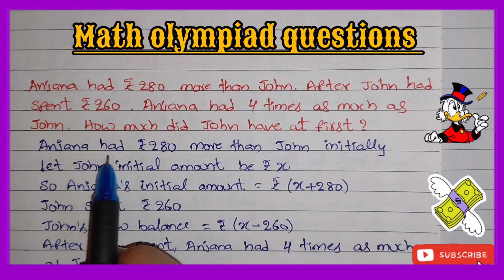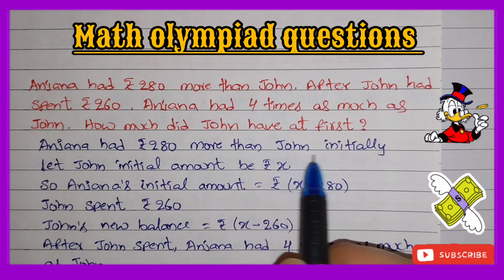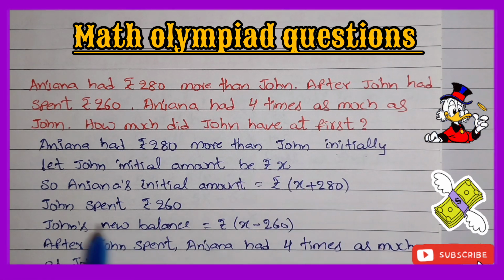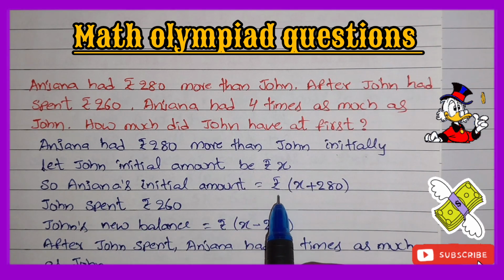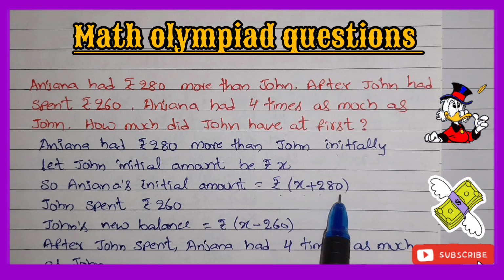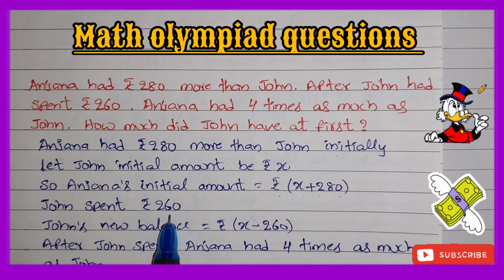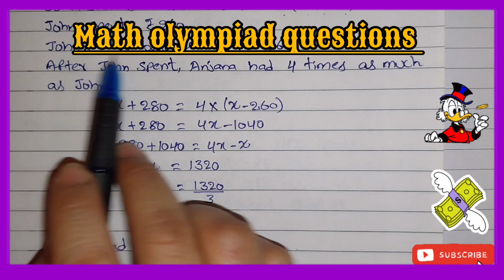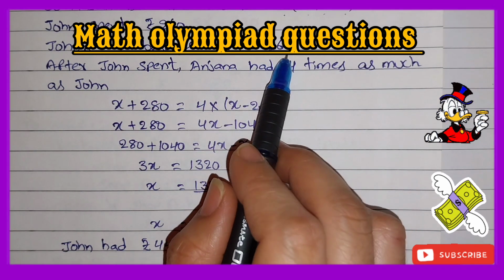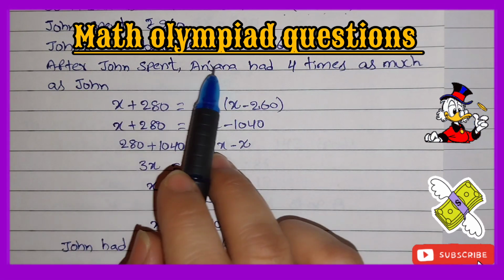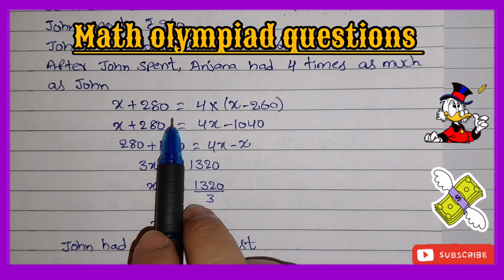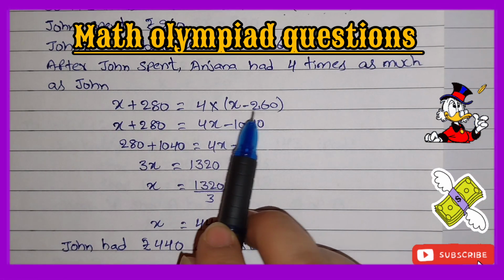Anjana had 280 rupees more than John initially. Let John's initial amount be x because we don't know John's amount. So Anjana's initial amount is x plus 280 rupees. John spent 260 rupees. After John spent, Anjana had 4 times as much as John. x plus 280 equals 4 multiplied by (x minus 260).